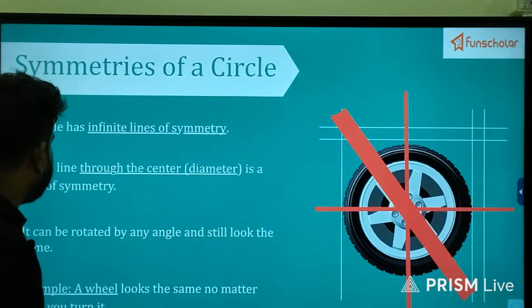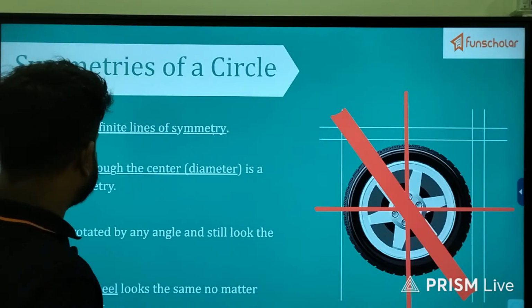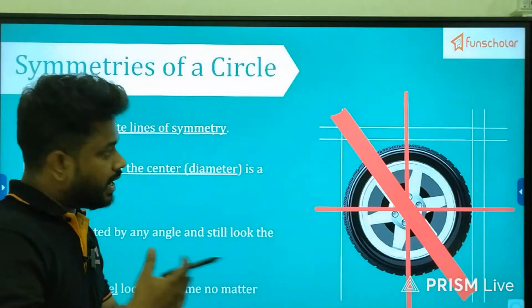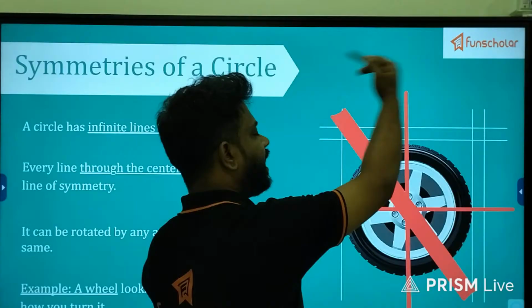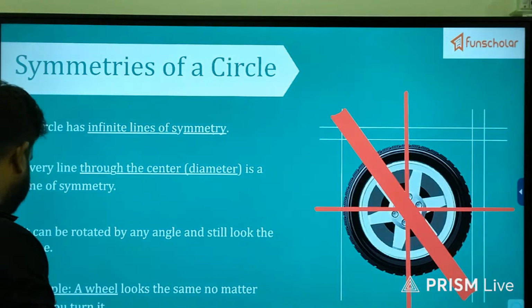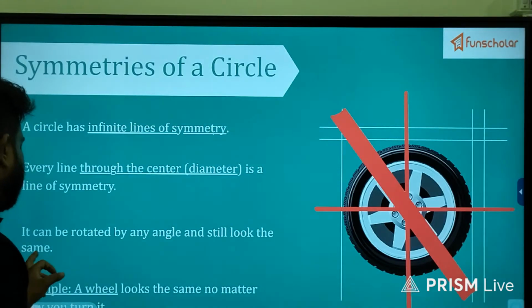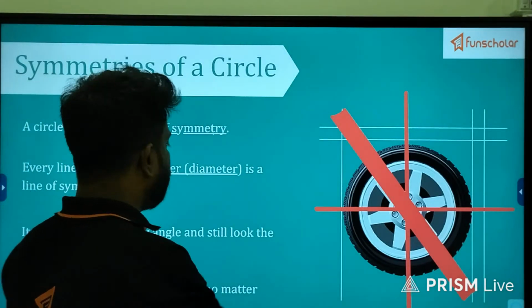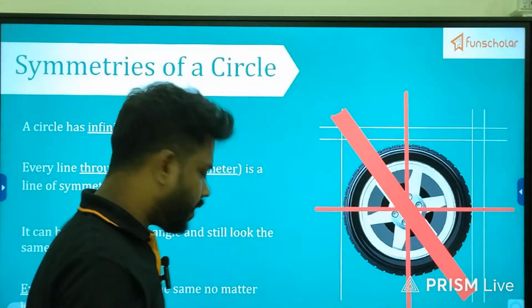It can be rotated by any angle and still look the same. And obviously, if I rotate it like this or that or anyhow, it will look the same. Example: a wheel looks the same no matter how you turn it.